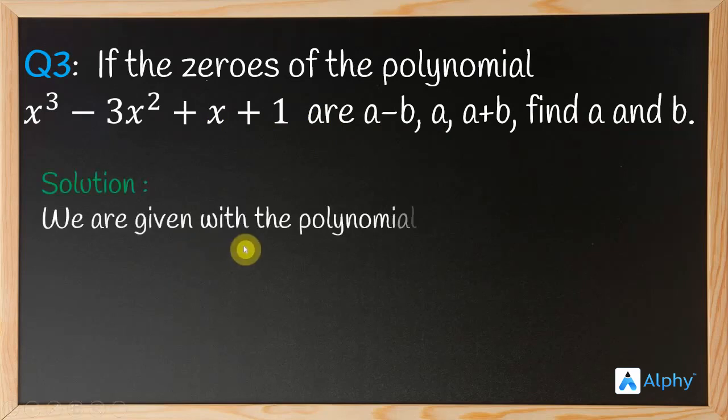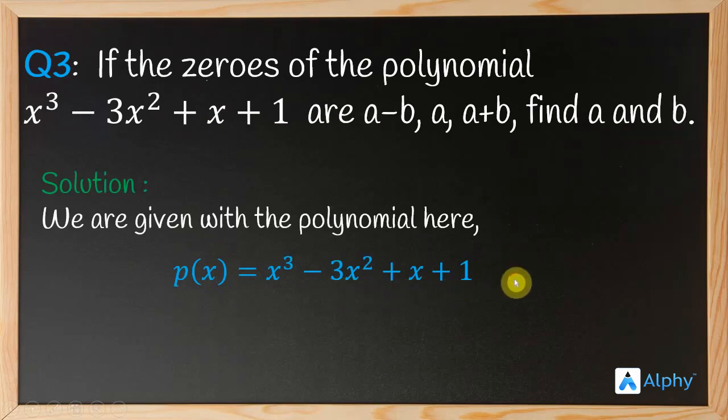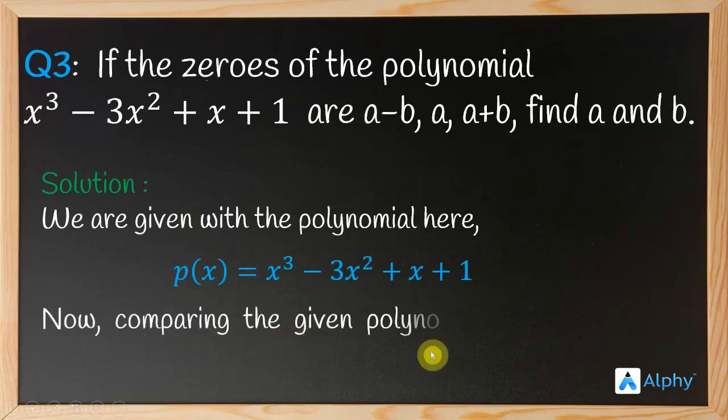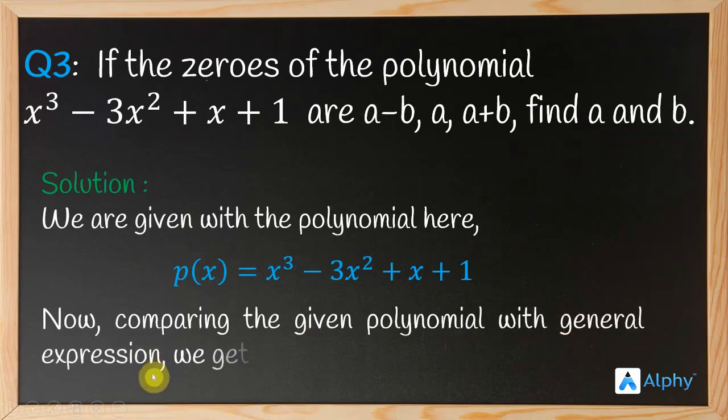We are given the polynomial p of x is equal to x cubed minus 3x squared plus x plus 1. Now, comparing the given polynomial with the general expression. What we're going to do is compare this polynomial with the general expression of a cubic polynomial, so that we will be able to find the coefficients, and after finding the coefficients we very well know the relationship between the zeros and the coefficients, and from there we will be able to find the value of a and b.